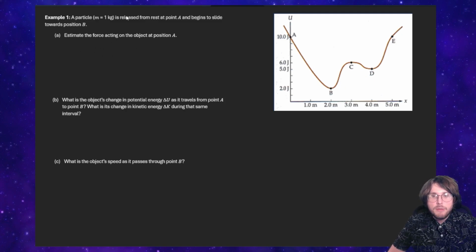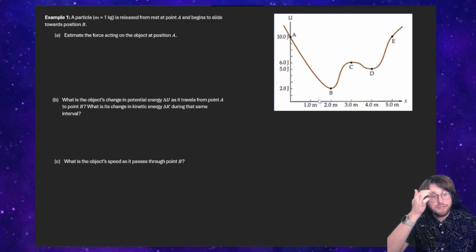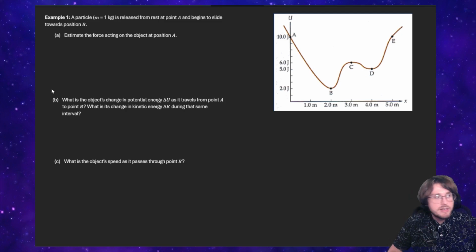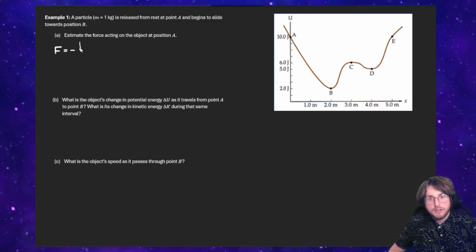So in part A, the problem is asking us to estimate the force that's acting on the object at position A. So we're trying to extract a force out of this potential energy graph. For that, recall that the force from a potential energy curve is always going to be the slope of this graph, or in other words, the rate of change of potential energy. So we would say it's the negative dU over dx.